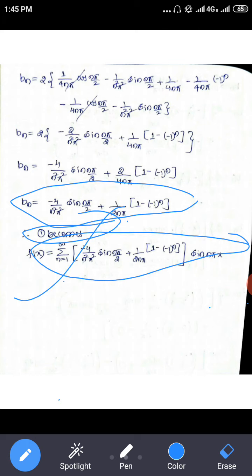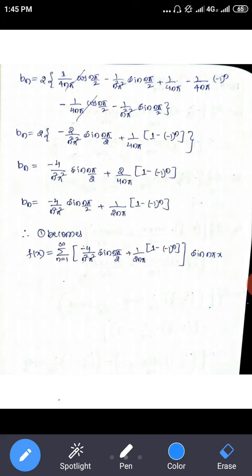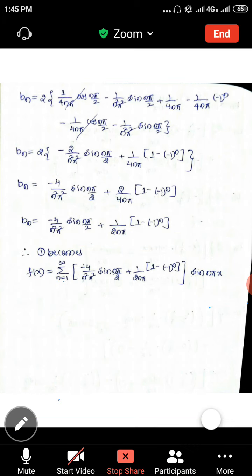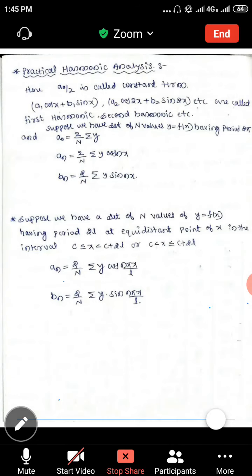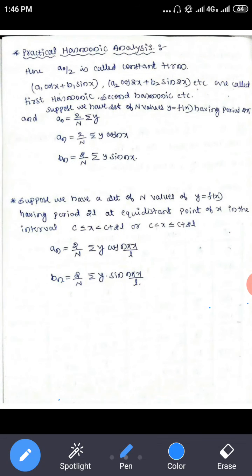So any doubts? Okay, fine. So next we will see practical harmonic analysis. Next concept. Here I took the things directly. A naught by 2 is called the constant term. A1 cos x plus B1 sin x is the first harmonic. A2 cos 2x plus B2 sin 2x is called the second harmonic.